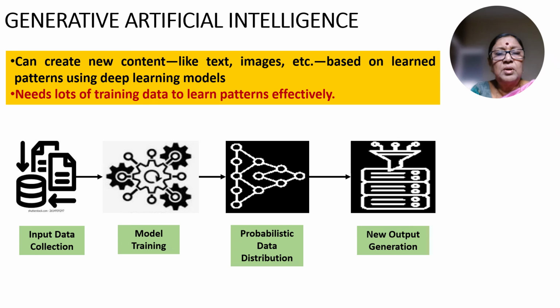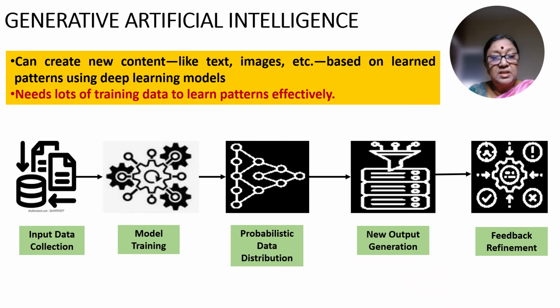But does this new output generation always give correct results? No. So an important part of generative AI is also the feedback. Using feedback, it will redefine the whole model and the probabilistic data distribution so that the output generated is of acceptable quality. So we have now seen glimpses of AI, machine learning, deep learning, and generative AI. What we have seen is a very surface level flow.